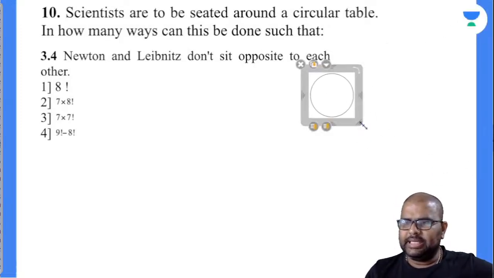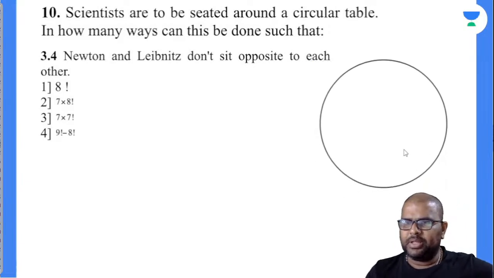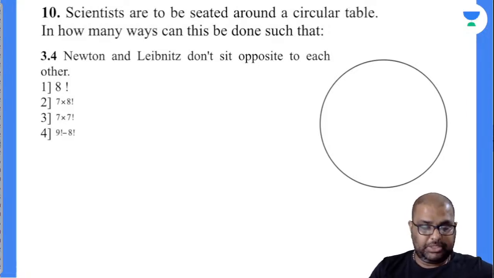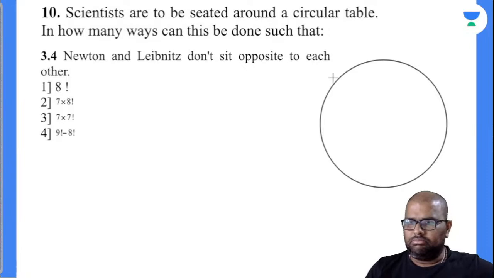Scientists are to be seated around a circular table. In how many ways can this be done? Newton and Leibniz do not sit opposite to each other, it seems. Shall I write down this? 10 persons, totally 10 scientists are there.